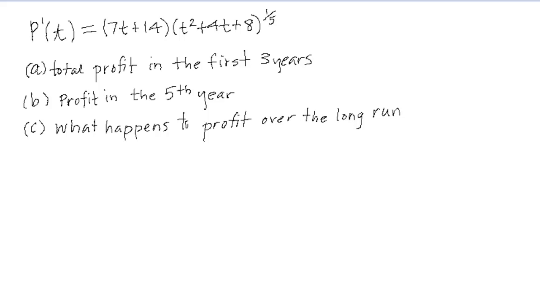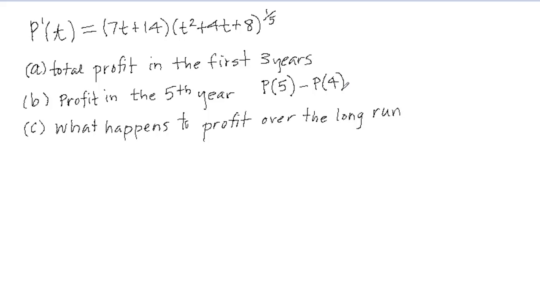So that's the sum of year 1, year 2, and year 3. Then they ask us for the profit in the 5th year. In this one, we're going to have to do the profit of 5 years, take away the profit of 4 years. So we'll have to subtract off the first 4 years so that we can find just the 5th year, and then an analysis of what is happening over the long run.